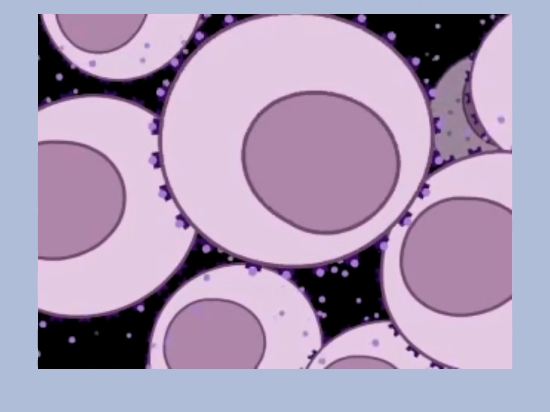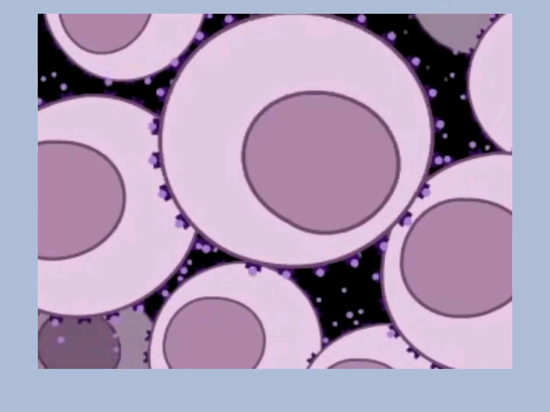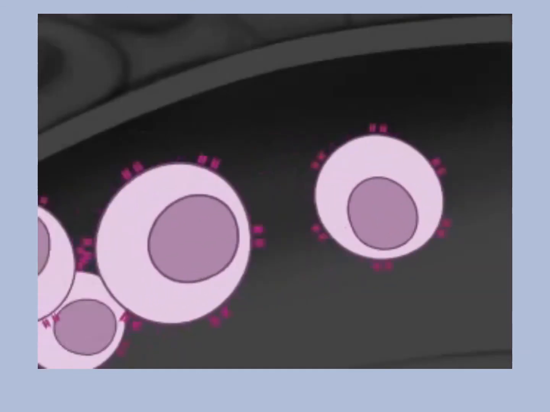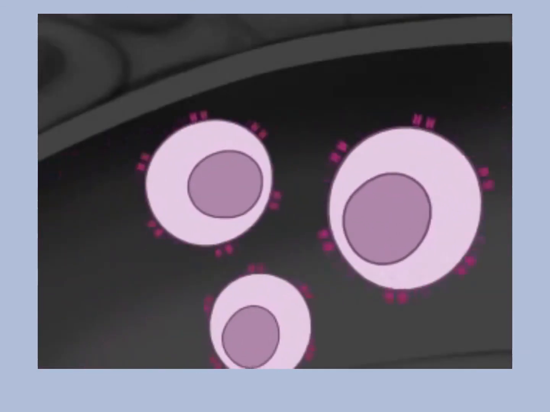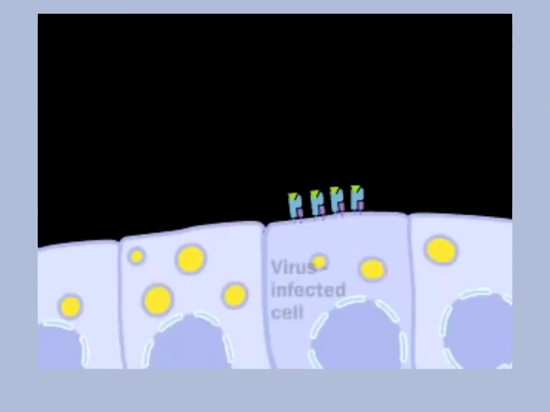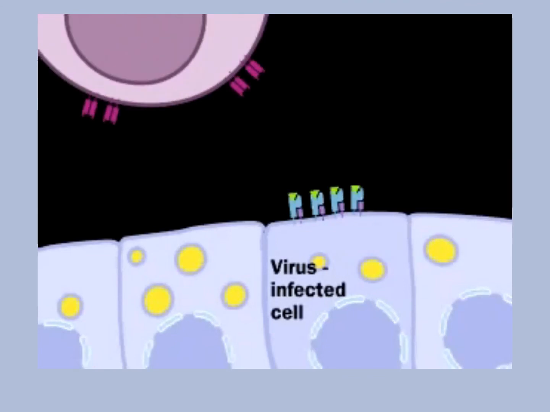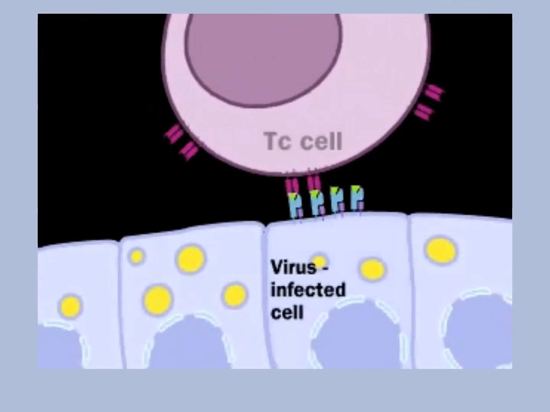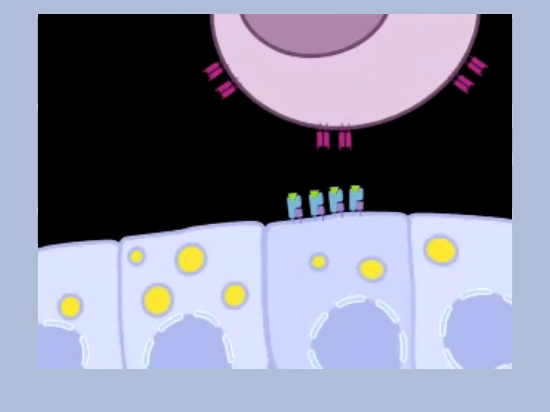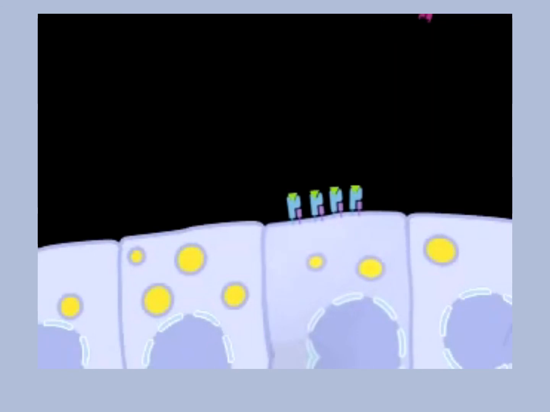The cloned T cells circulate in the blood and lymph. In the effector phase of the cellular immune response, they attack infected cells wherever they encounter them. The infected cells display viral antigen on their surfaces. When an activated cytotoxic T cell binds specifically to the displayed antigen, the T cell releases a protein called perforin, which perforates the plasma membrane of the infected cell, allowing water to enter and causing it to lyse.